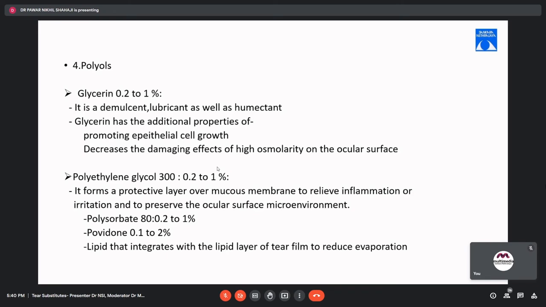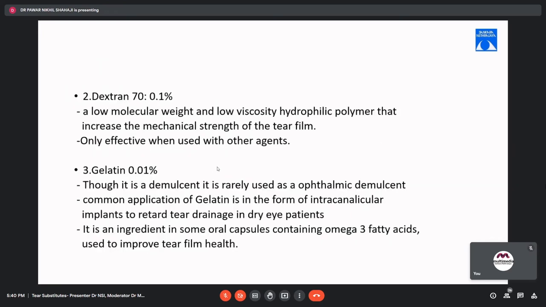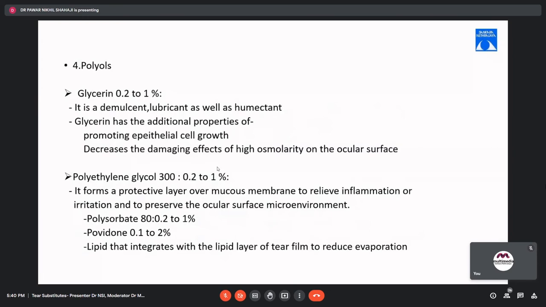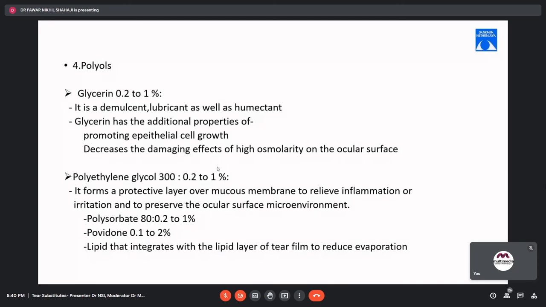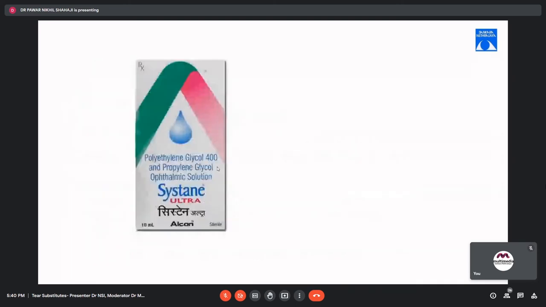So you have to write three divisions: one is carboxymethyl cellulose or cellulose derivatives. Then the second important is the polyol group of artificial tear substitutes, in which glycerin and PEG, known as polyethylene glycol, is actually a very protective agent. Glycerin is also being used in a few of the formulations. So polyols, carboxymethyl cellulose and sodium hyaluronate are the main agents in the lubricating group. Dextran and gelatin are less used. So at least remember the headings of the lubricant classification.